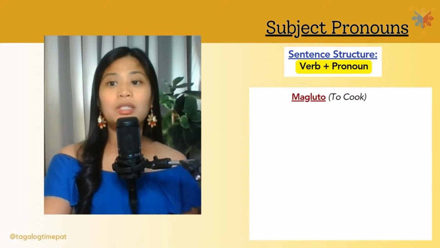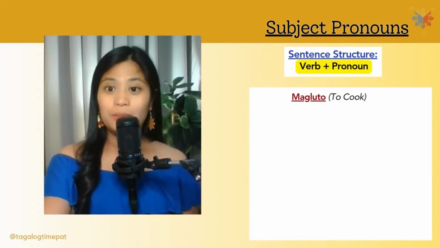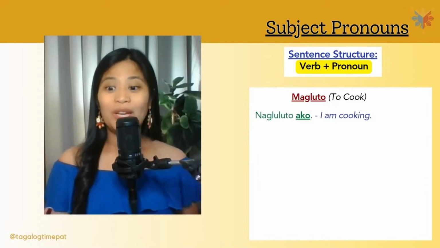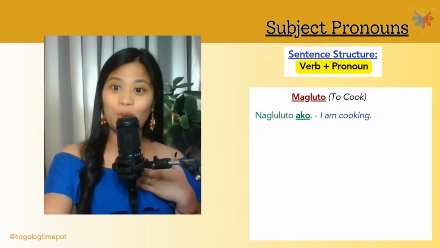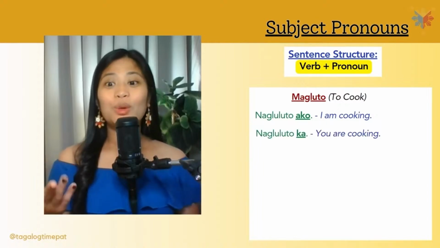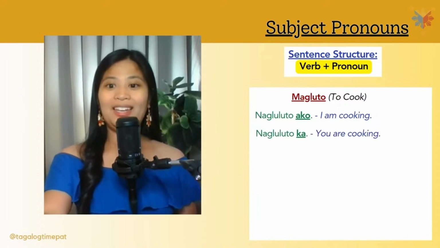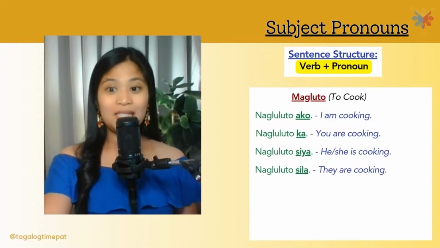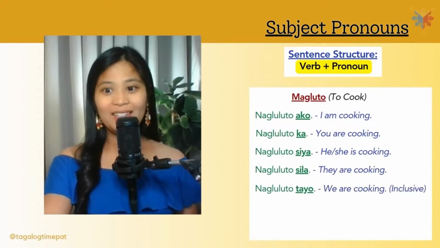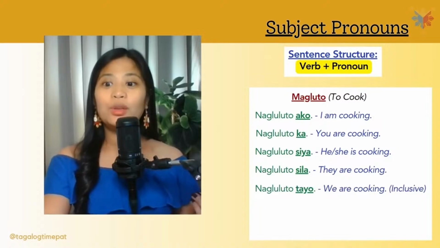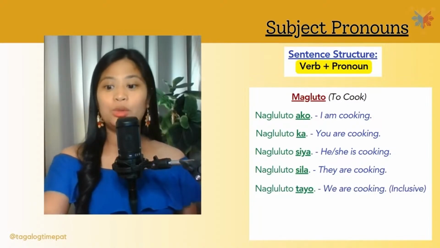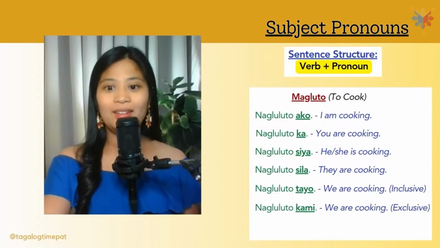Using the subject pronouns we just learned, here are some simple sentences. Nagluluto ako. I am cooking. Nagluluto ka. You are cooking. Nagluluto siya. He or she is cooking. Nagluluto sila. They are cooking. Nagluluto tayo. We are all cooking together. So remember, that's inclusive. We're all doing it.